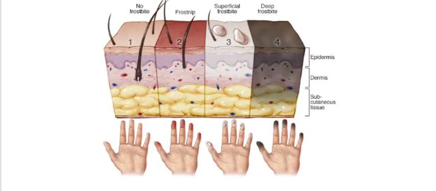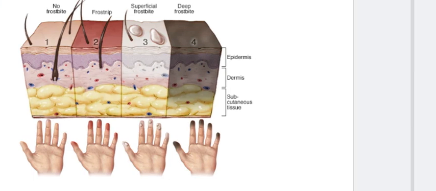There are four main stages of frostbite. The first stage is just no frostbite. This might be your hands just feeling cold, and there's no skin or tissue damage whatsoever, and no special treatment or medical attention is needed for this stage.